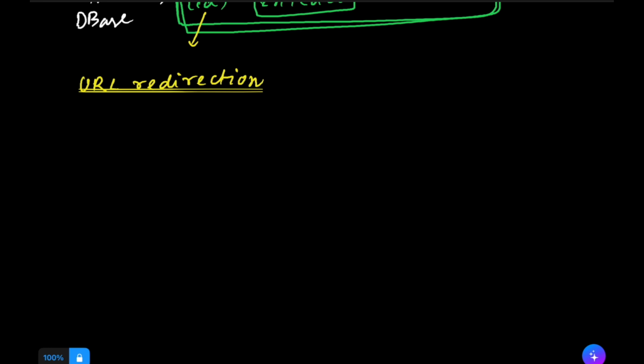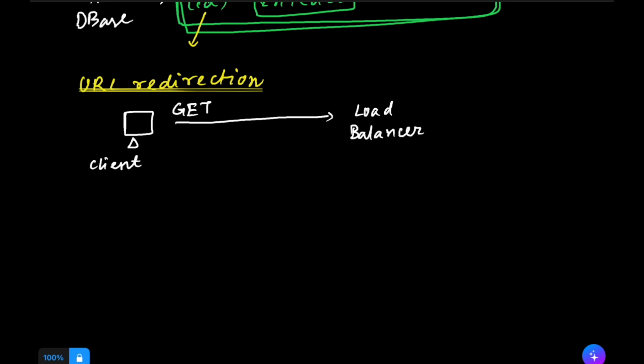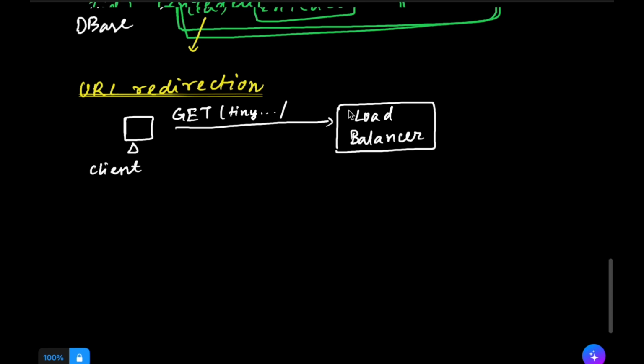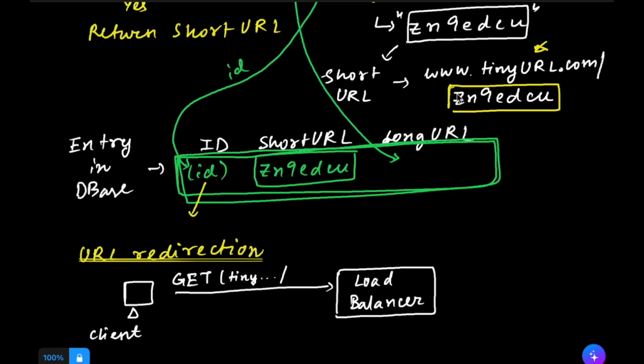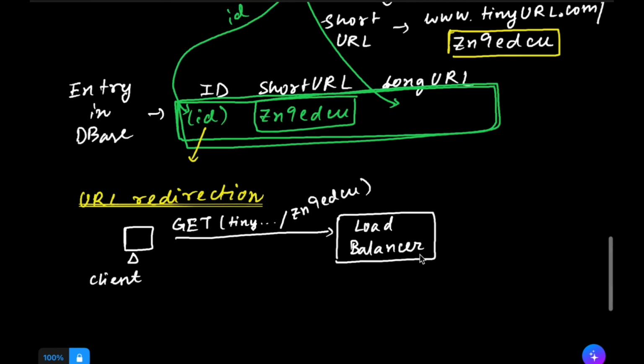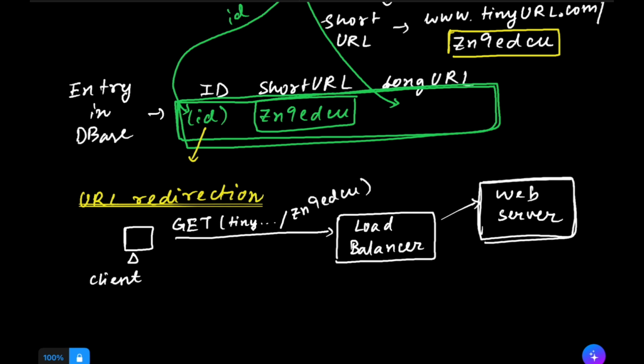Whenever a user, let's say a client, clicks on or enters a short URL, a GET API request is sent to the load balancer. This is something like tinyurl.com slash something we just generated. Let's use that only, ZN9EDCU. And the load balancer goes to the web server which is hosting the URL shortening service, and checks in the database.